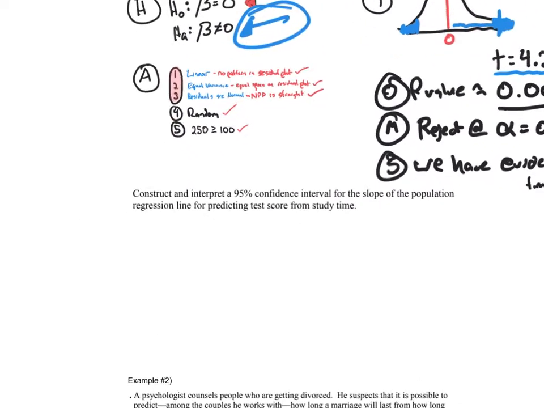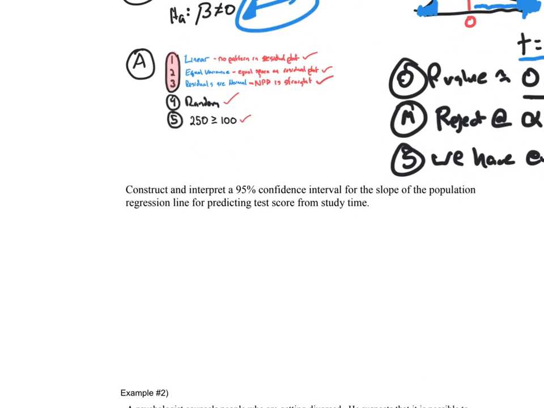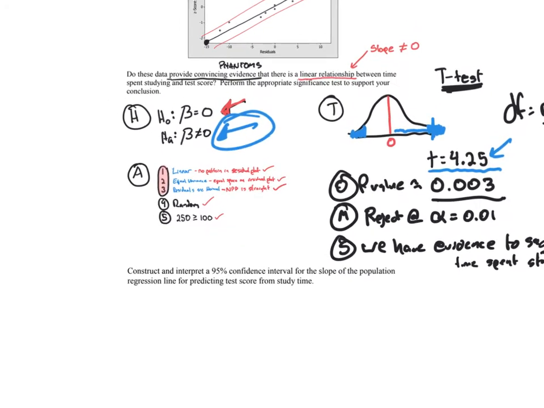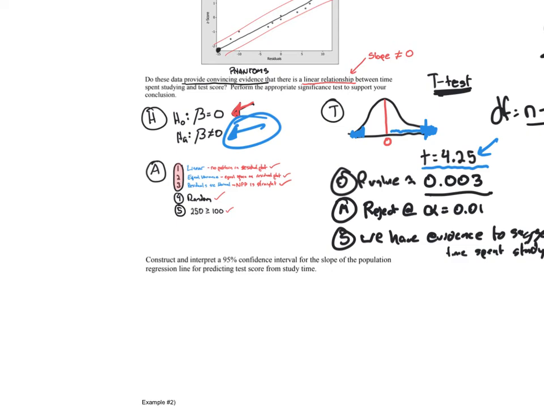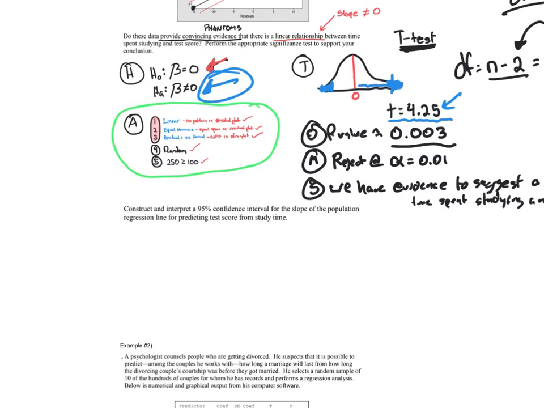All right, so let's construct and interpret a 95% confidence interval for the slope of the population regression line for predicting test score from study time. So here's what we're not going to do. We're not going to do this part again. But when they ask for a confidence interval, I want you to think panic. But let's just do the interval setup and calculation.